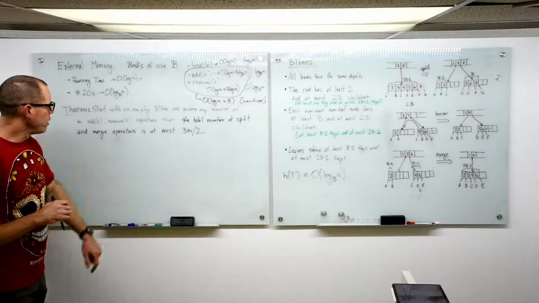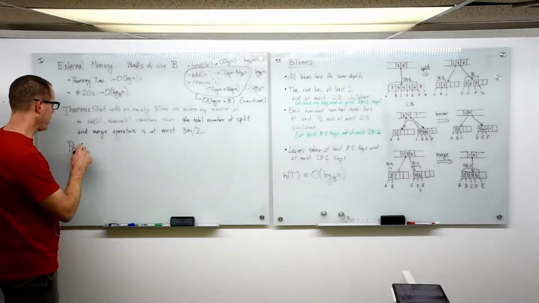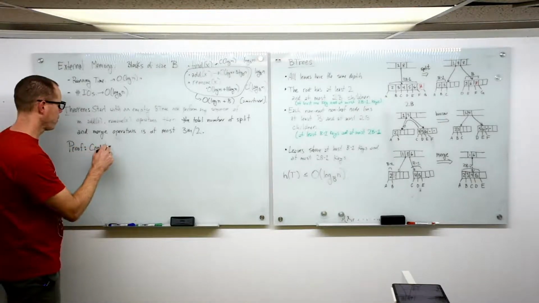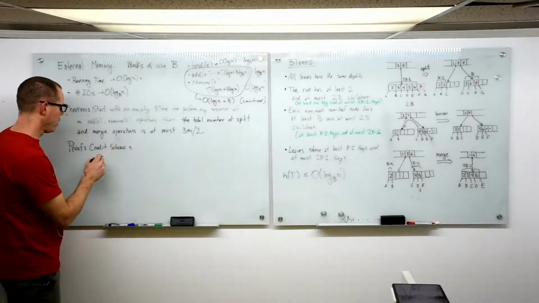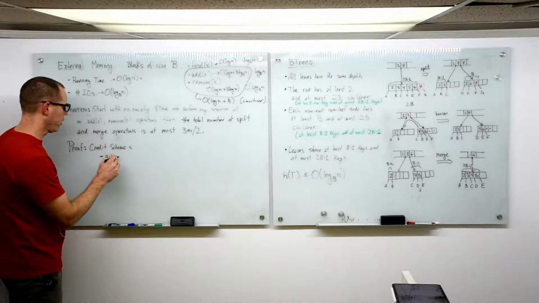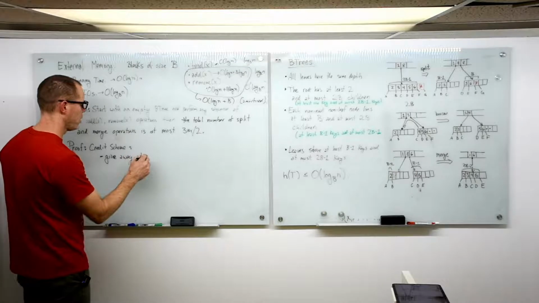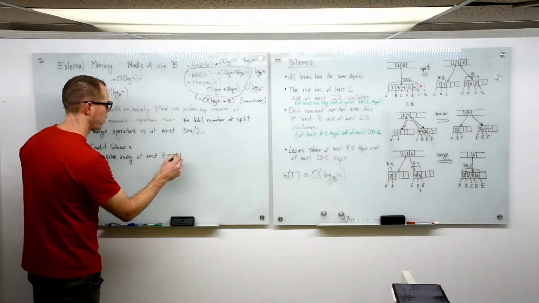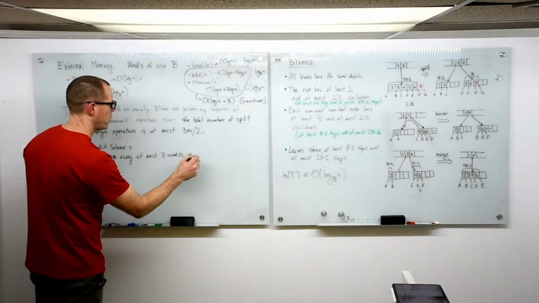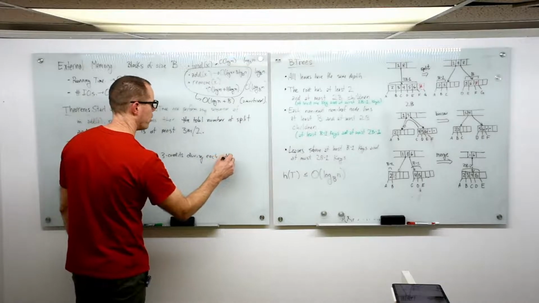All right, so how would we do that? Well, we're going to use a proof technique that we've seen before. It's called the credit scheme. And we're going to give away at most 3 credits during each add or remove.